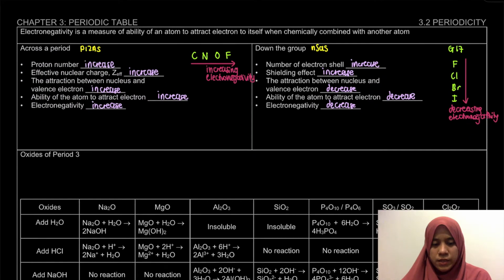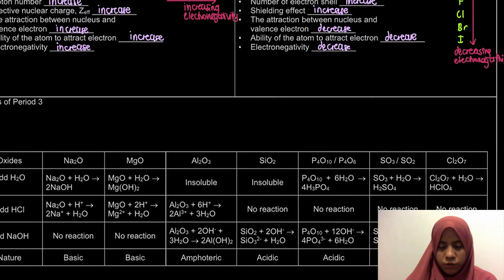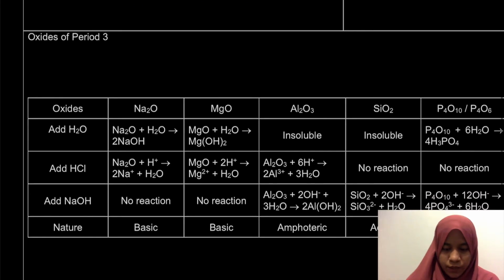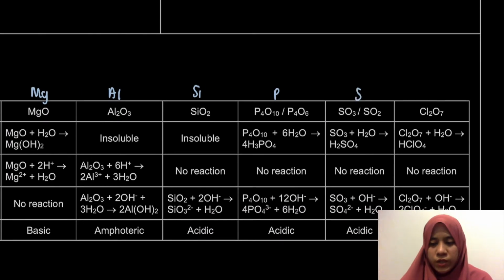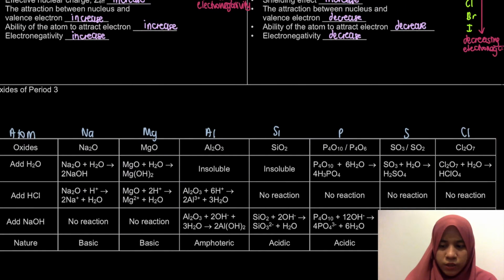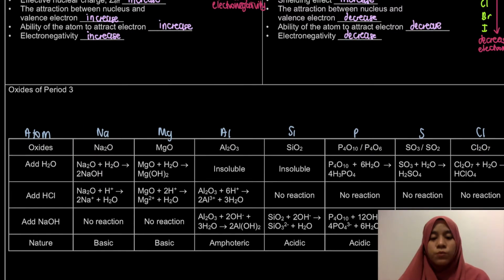Okay, last is our oxides of period 3. In period 3, the atoms are sodium, magnesium, aluminium, silicon, phosphorus, sulfur, chlorine, from group 1 until group 17. And in period 3 there is no d orbital, there is no d block. So these are the elements in period 3.